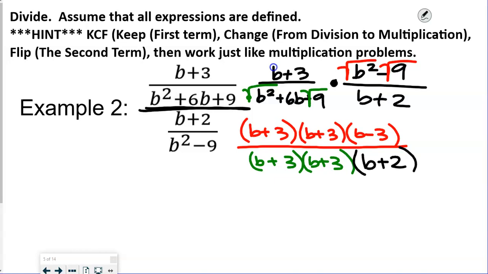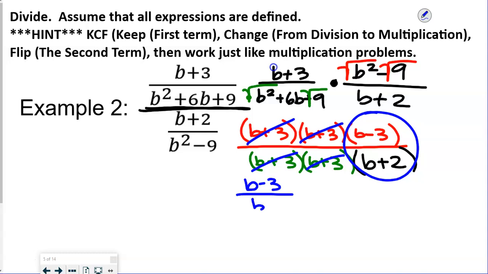Okay? Now we're going to talk about what's repeated. So we've got a b plus 3 there and a b plus 3 there. A b plus 3 there and a b plus 3 there. So what do we have left? That right there. So our answer is going to be b minus 3 over b plus 2.